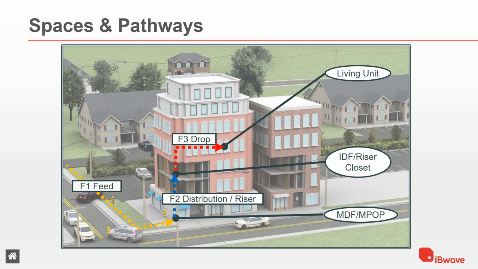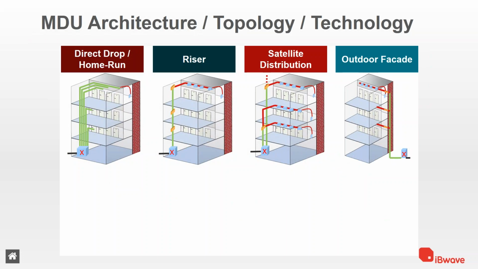As you can see, we make this F1, F2, F3 distinction. Those are legacy carrier GPON terms that help describe the spaces that exist within a building. As we look at the architecture of a building, the cabling may route in a variety of ways. If in that mid-rise scenario where the drops run from the unit all the way back to a single closet, we refer to that as the direct drop home run solution.